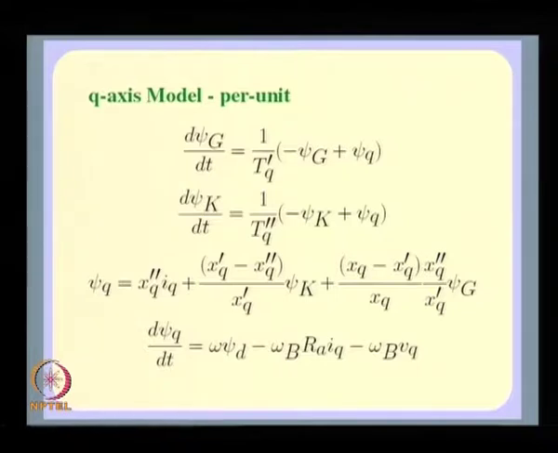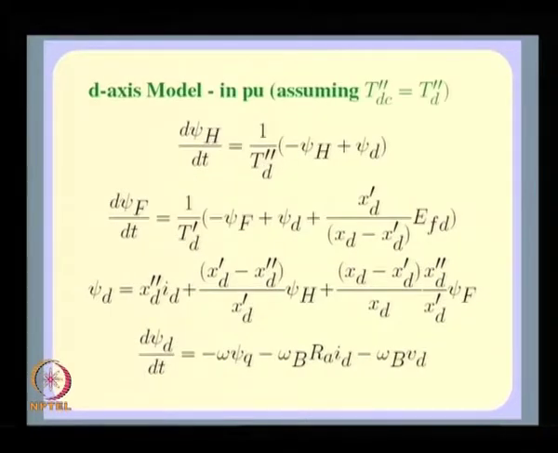We have got two differential equations corresponding to the two damper windings in the Q axis. We have an algebraic relationship relating psi q to the current and psi k and psi g, and we have of course a differential equation in psi q, d psi q by dt. Okay. Now, in the d axis, with an assumption, okay, that T d c double dash is equal to T d double dash, we have a similar model.